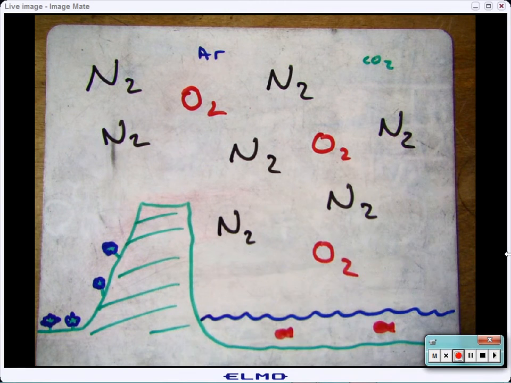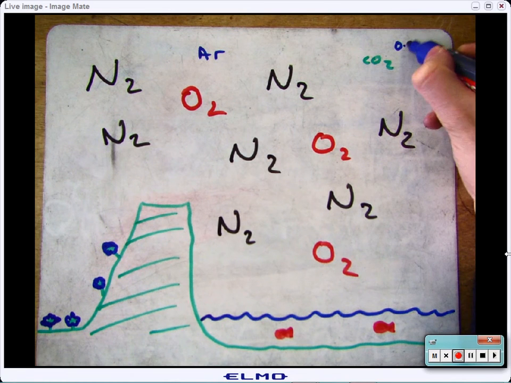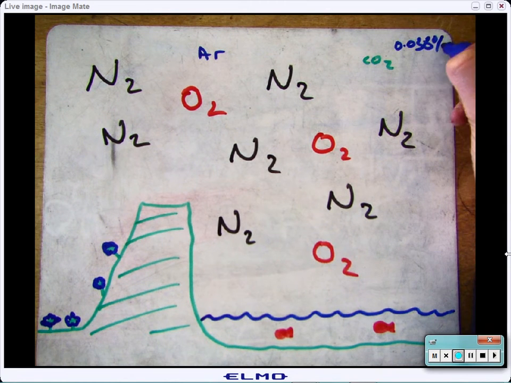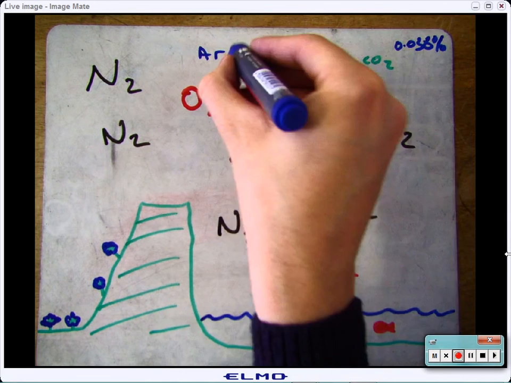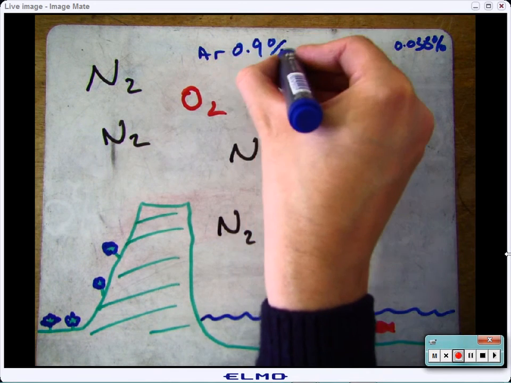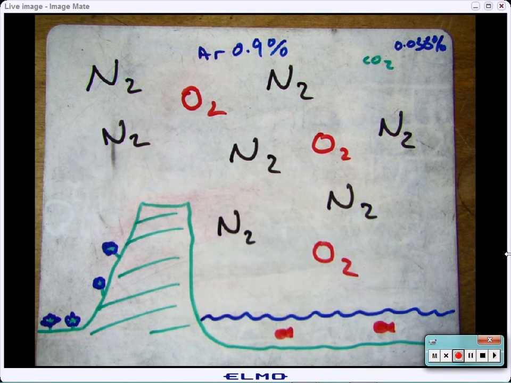Eventually, there was very, very little carbon dioxide in the atmosphere. So today, there is 0.038% of this carbon dioxide. There are small amounts of argon, 0.9%. And then we're left with nitrogen and oxygen.